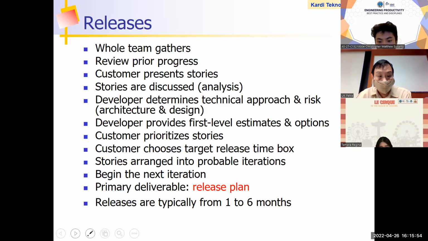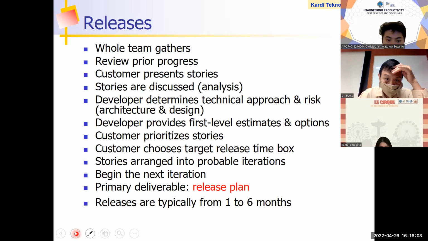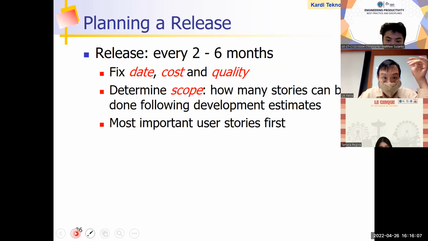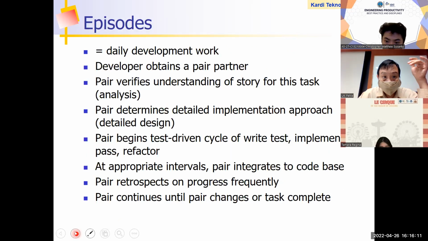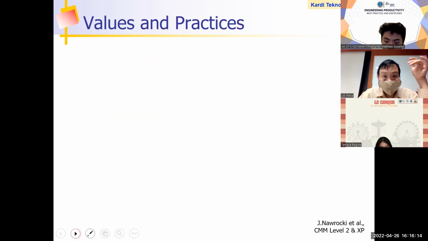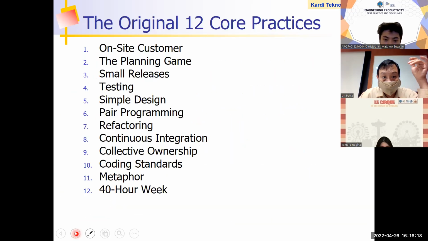So the primary deliverable of the clients consists of stories. Probably I want to explain that stories. Wait, I will just go to the example.